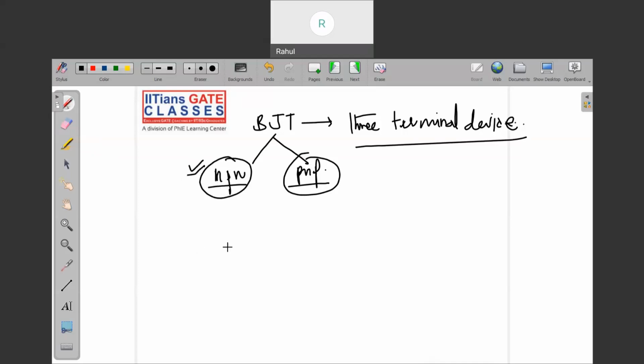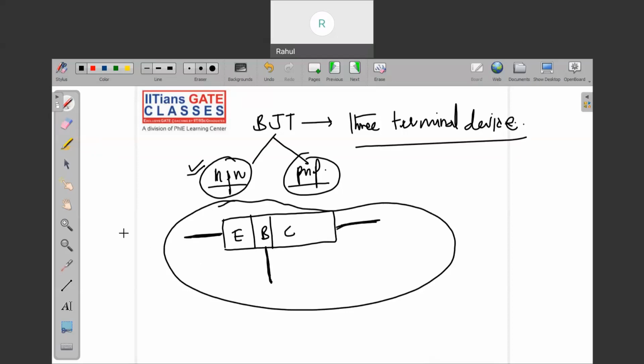The bipolar junction transistor has three basic regions, right? One is the emitter, then this is the base, and this is the collector. Here you can see this terminal will be the emitter terminal, this will be the base, and this will be the collector terminal, right? I'm not going to talk about the semiconductor physics. This is covered in electronic devices.